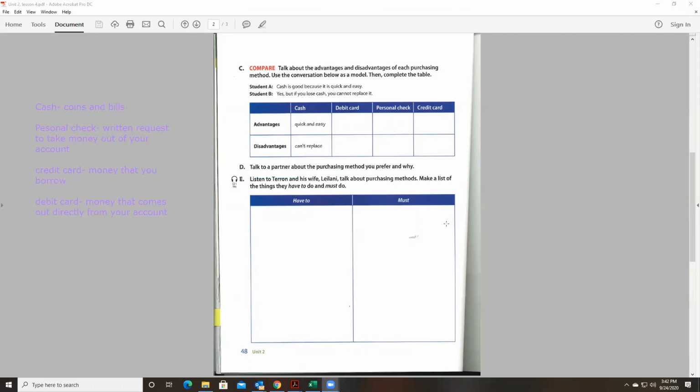So, for example, for cash, okay, one of the advantages, so one of the good things is that it's quick and easy. Okay, one of the disadvantages is that you can't replace it. Okay, so if you lose $100, unless you find them, you're pretty much out of luck. You've already lost the money, right? Okay, so I want you to give me advantages and disadvantages for debit card, for personal check, and for credit card.